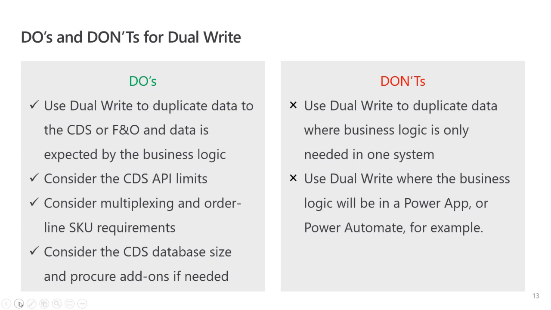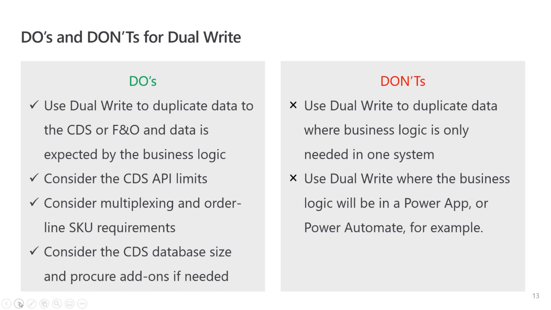Many of the customer engagement scenarios, like order to cash, are great examples of when you should use dual write, because there's business logic in Dynamics 365 Sales that relies on the data in the Common Data Service, and we also rely on the business logic and the data inside of Finance and Operations. It's important to note that you'll want to consider your CDS API limits, multiplexing, and order line SKU requirements if you're planning to use dual write.